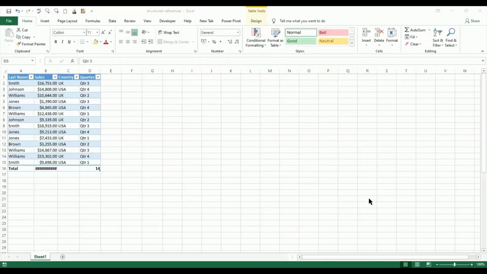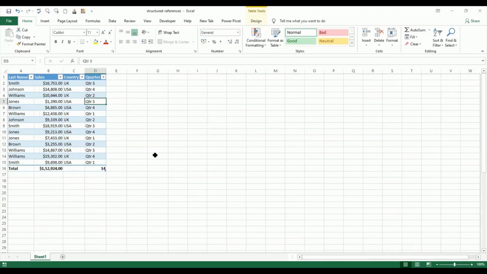I have a table with some existing data, and I decide that I want to add a new column to this table called bonus. So I'm just going to click on E and type bonus, and automatically you realize something.